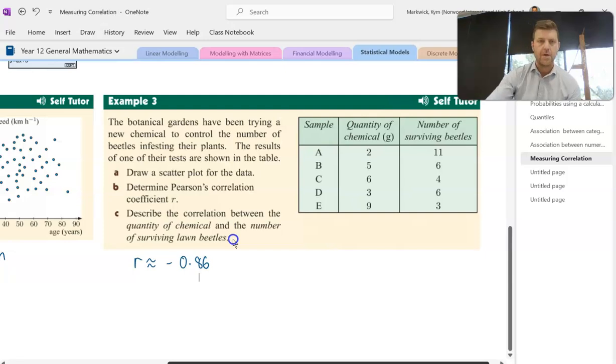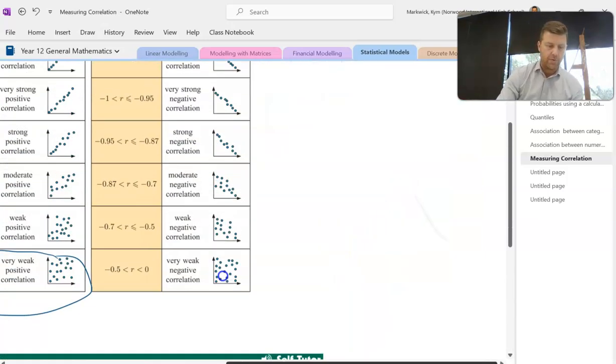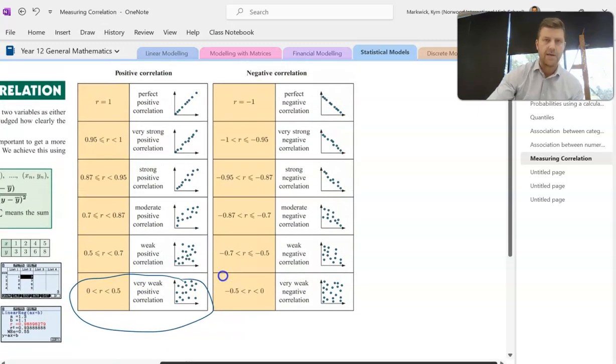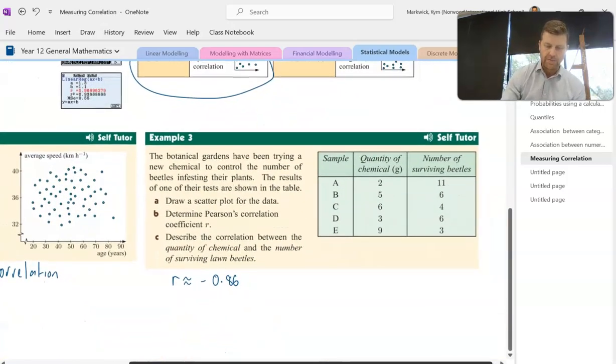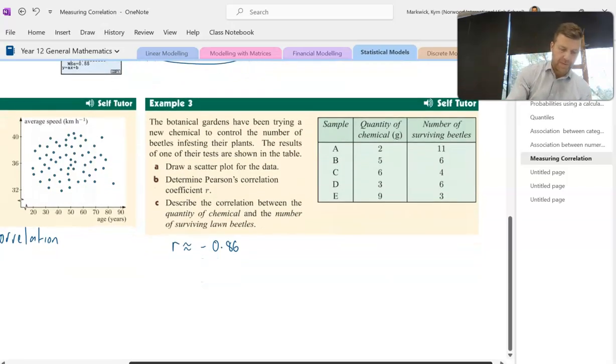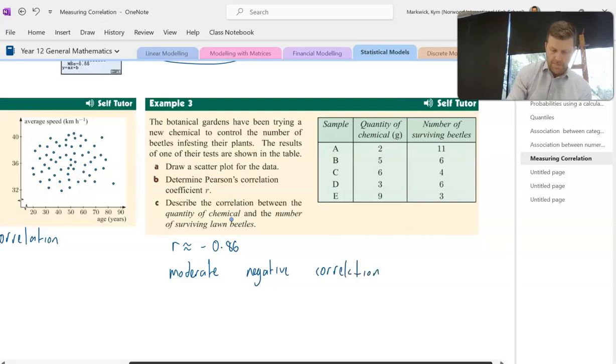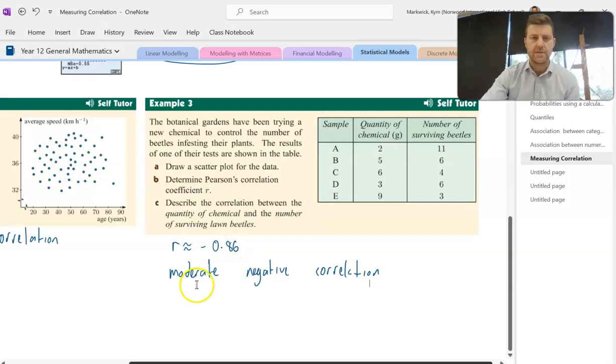So find out where this value sits on our table. There's obviously a negative correlation here, minus 0.86. It's very close to the border there of minus 0.87, but it's falling in this range here. So there is a moderate negative correlation between the quantity of chemicals and the number of beetles surviving. So for C, the answer is a moderate negative correlation, which suggests that there is obviously some effect of the amount of chemical that you use on the number of beetles that are left surviving.